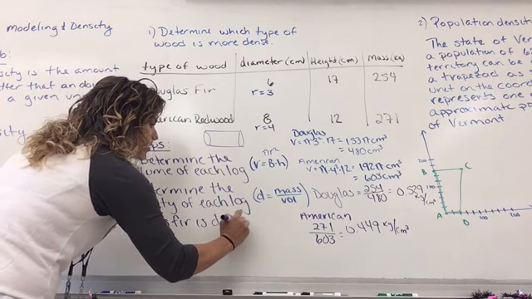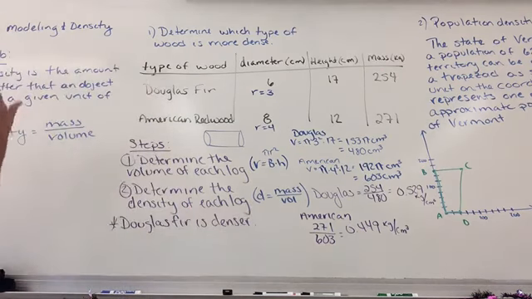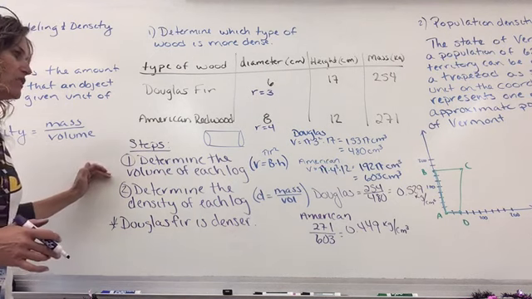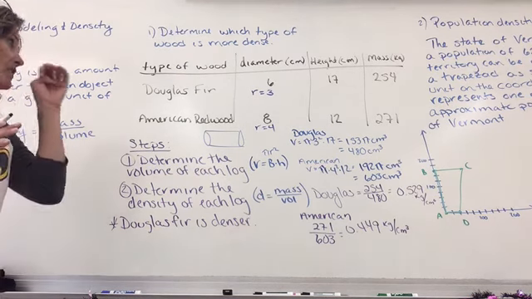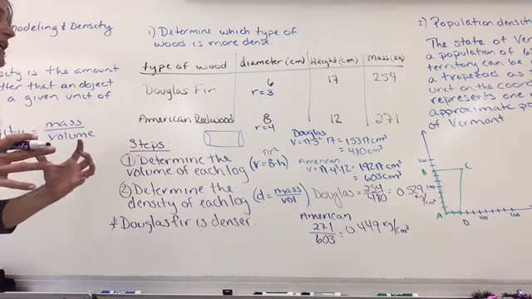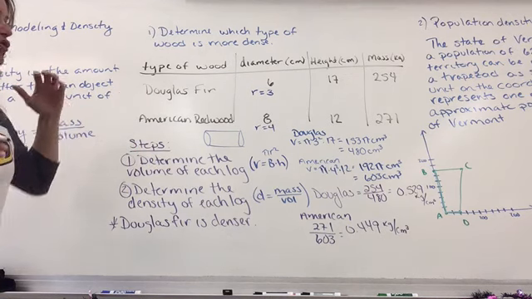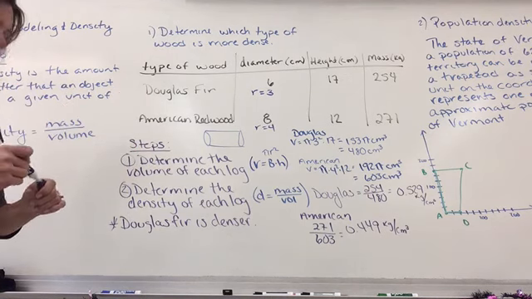So it is denser. Now, what does that mean? What does it mean to be denser? That means if you took the logs and they both were the same size, so we have a piece of Douglas fir and a piece of American redwood, and they're the same size, the Douglas fir would actually weigh more than the American redwood.